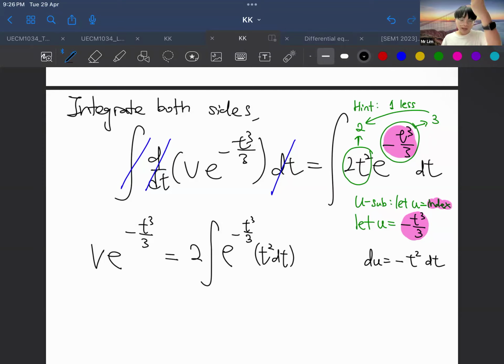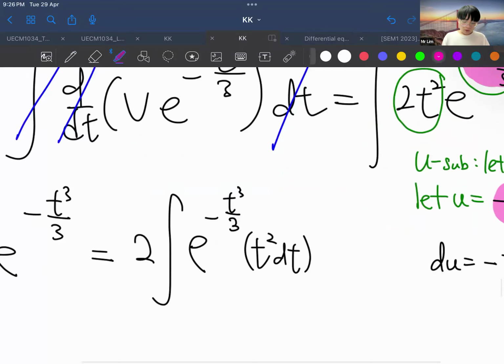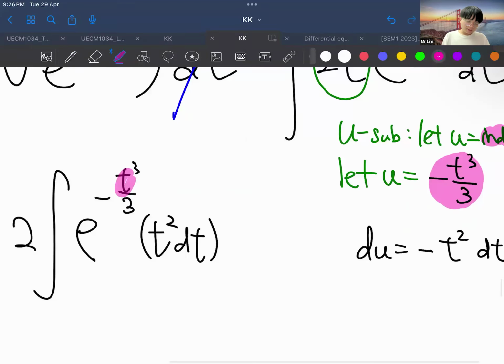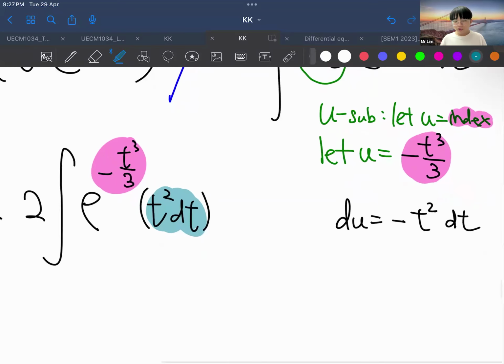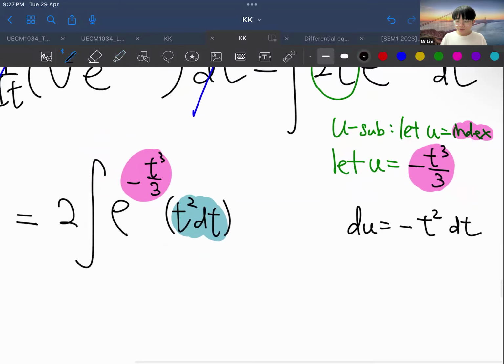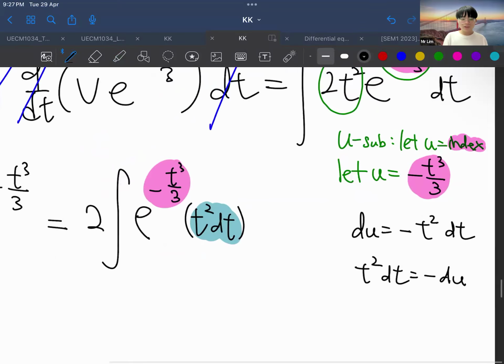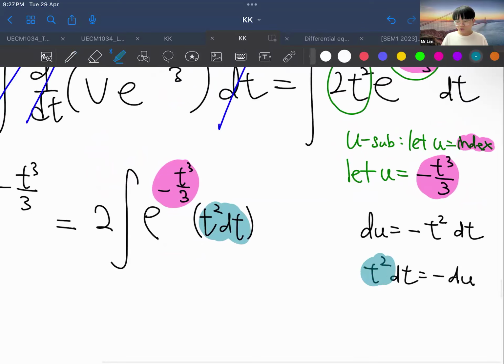Like I want to substitute them together. This is my normal way of doing this. So later on, you understand very clearly that the index letter will be replaced by u, and the one that is multiplied with the exponent e something, which is t squared dt, you're going to replace with one more step here. t squared dt is equal to negative du. So this one tells you what to substitute.